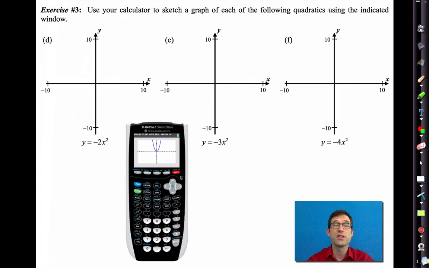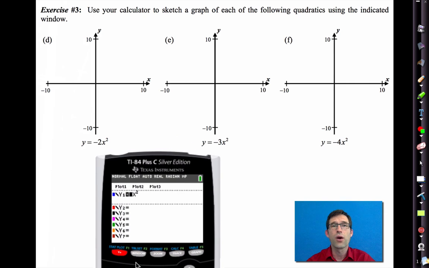All right, in fact, the next sheet looks awfully similar, except instead of having 2x squared, 3x squared, and 4x squared, we have negative 2x squared, negative 3x squared, negative 4x squared. So let's do the negative 2x squared together, and then like before, we'll have you do E and F on your own.